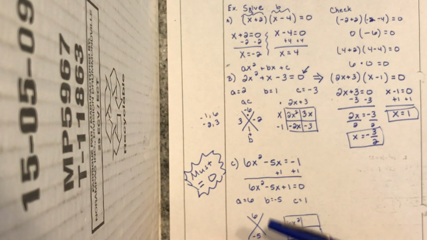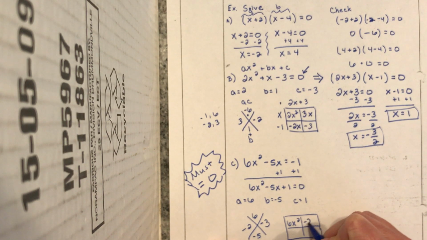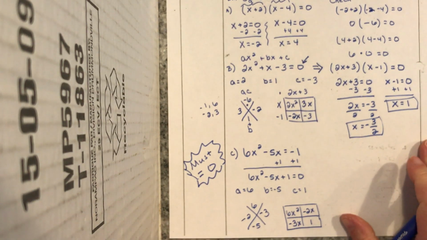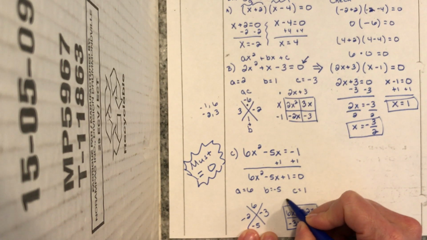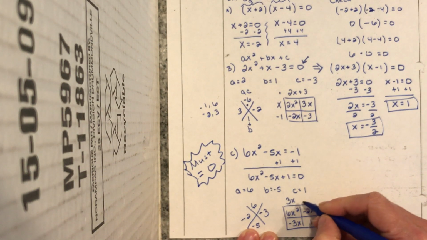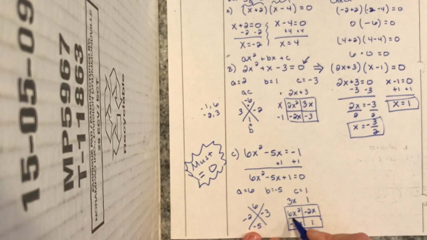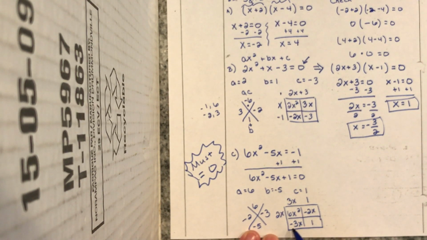I can use my list from before, but both numbers have to have the same sign now, so -2 and -3. So -2x, -3x. Then I find the greatest common factor from every single row and column. So 6x squared and -3x, their GCF is 3x. -2x and 1. We'll start with a 1 for now. 6x squared and -2x, well, that's 2x. And -3x and 1, we'll go with a 1.